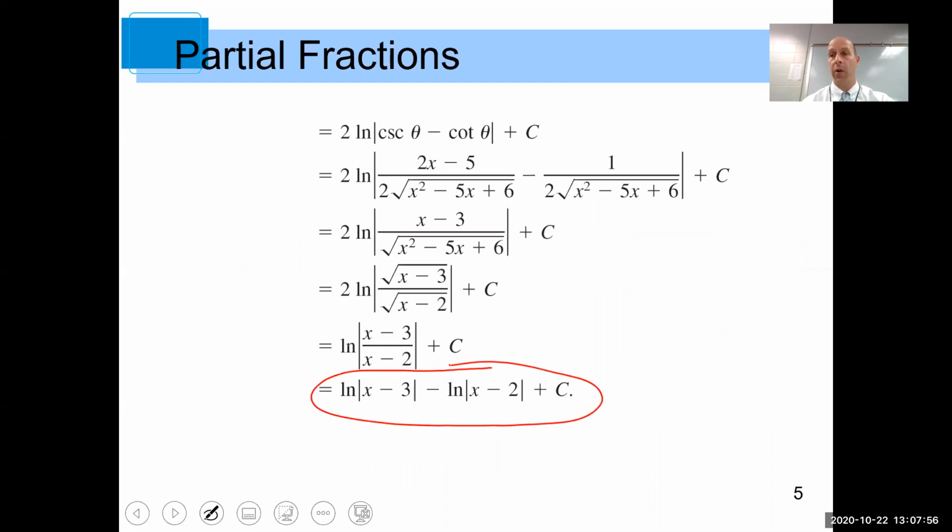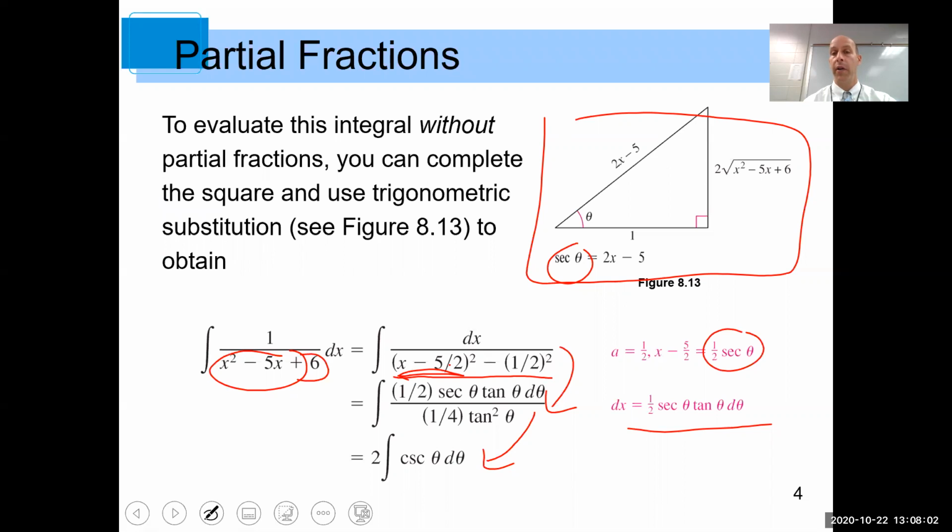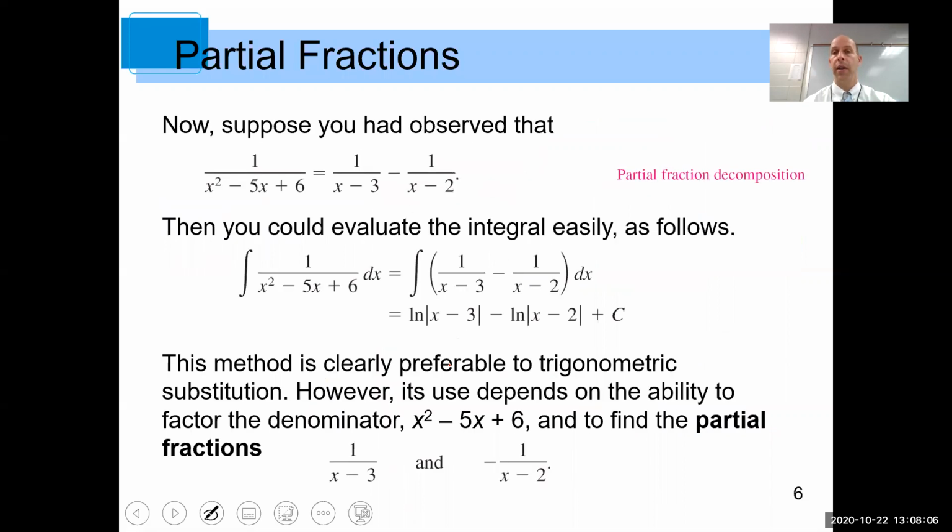Now, I went through that very quickly because the point of this video isn't to show you trig substitution again. I would like to note, though, that there was a lot of work that went into this. However, is there an easier way? And there is. What we could have done is recognize that that one fraction could have been rewritten as the difference of two other fractions.